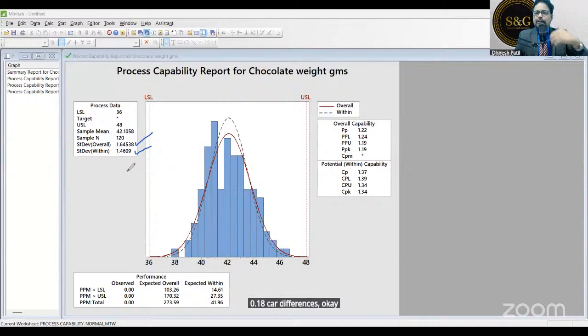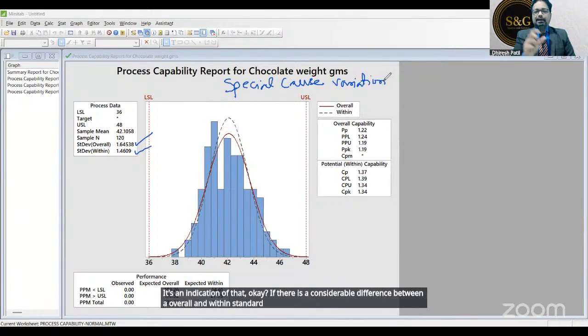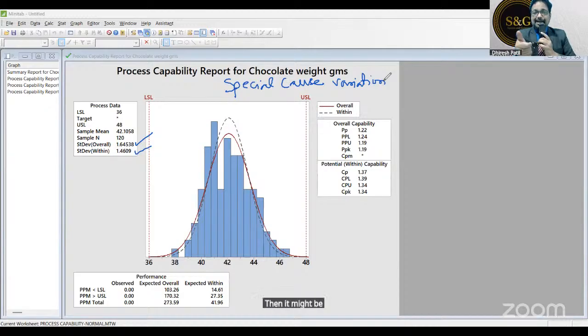That may not be that significant, but if there is a significant difference, that means some special cause variation is present in the process. It's an indication of that. If there is a considerable difference between the overall and within standard deviation, then it might be an indicator of a special cause variation, so you can check what the special cause variation in the process is.